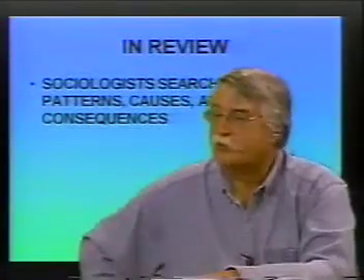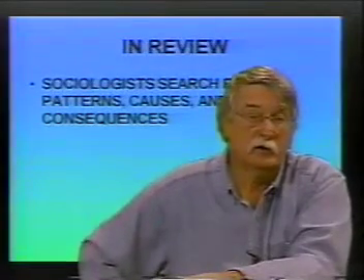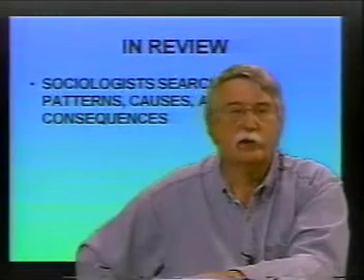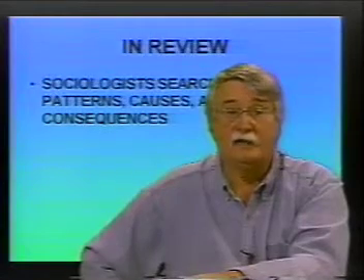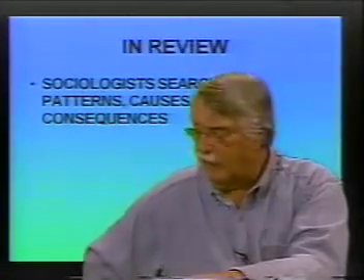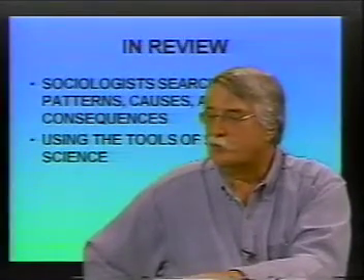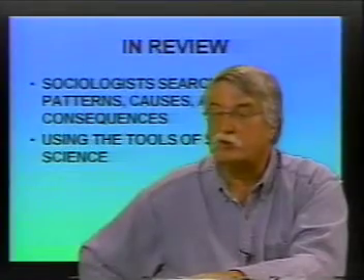In review, sociologists search for patterns, causes, and consequences. So a pattern that I was just talking about within the social institution of family or roles. Do certain kinds of roles, once there, become causes or antecedents of certain other kinds of behaviors? And does the way that we organize ourselves in terms of a family have particular kinds of consequences? The sociologist searches for patterns, causes, and consequences using the tools of social science, the most important one being observation.